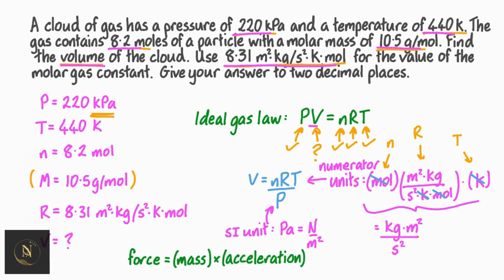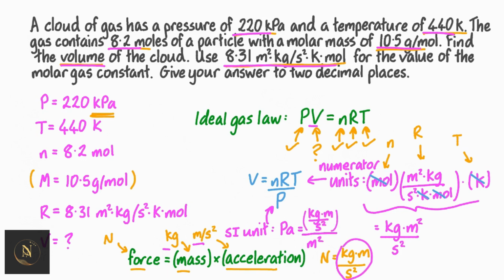Then we can also recall Newton's second law of motion tells us that force is equal to mass multiplied by acceleration. The SI unit of mass is the kilogram, and the SI unit of acceleration is meters per second squared. This means then that units of newtons must be equal to units of kilograms meters per second squared. If we then replace the newtons in this expression for units of pascals by this expression here, we get this expression here for units of pascals.